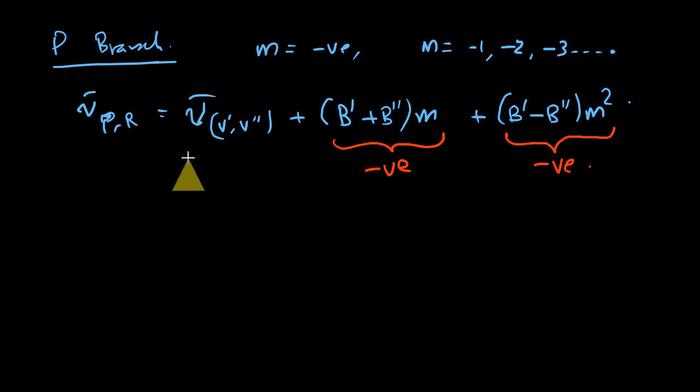So a negative quantity into a positive quantity is also a negative quantity. So in the expression for the spectroscopic lines' wave number, these two terms containing M, containing B prime and B double prime, are negative terms. So what will be the result? If you are giving different M values here, all these terms are becoming bigger and bigger, right?